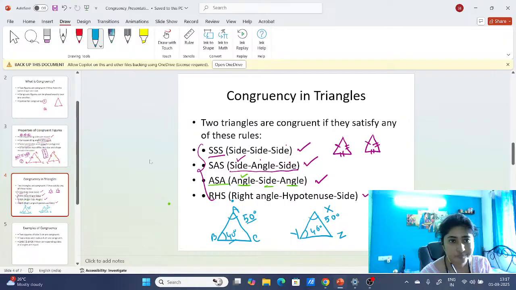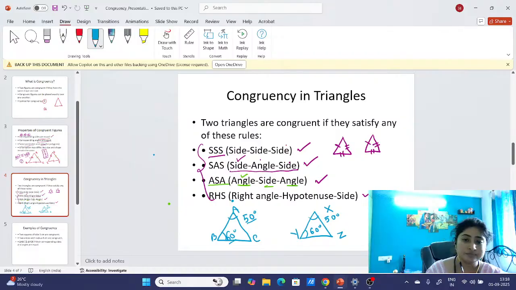Otherwise, you all know, right? The sum of three angles is 180 degree in a triangle. So let's change this. Let's make it 60 degree. So here suppose angle B is 60. Here also angle B is 60 degree. Okay, so let us check if it is satisfying the criteria ASA.